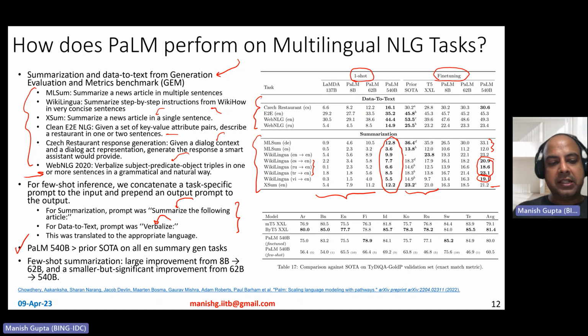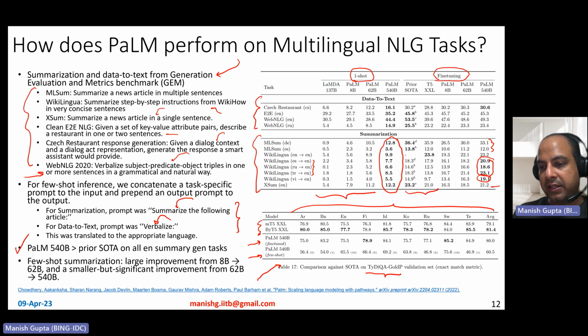They also experimented with another multilingual NLG task, which is question answering on the TyDi QA GoldP dataset. And they compared with mT5-XXL and ByT5-XXL. They compared again in fine-tune and few-shot settings across several languages. And what you observe is that there are large improvements from the 8 billion model to the 62 billion model, but small improvements from 62 to 540.